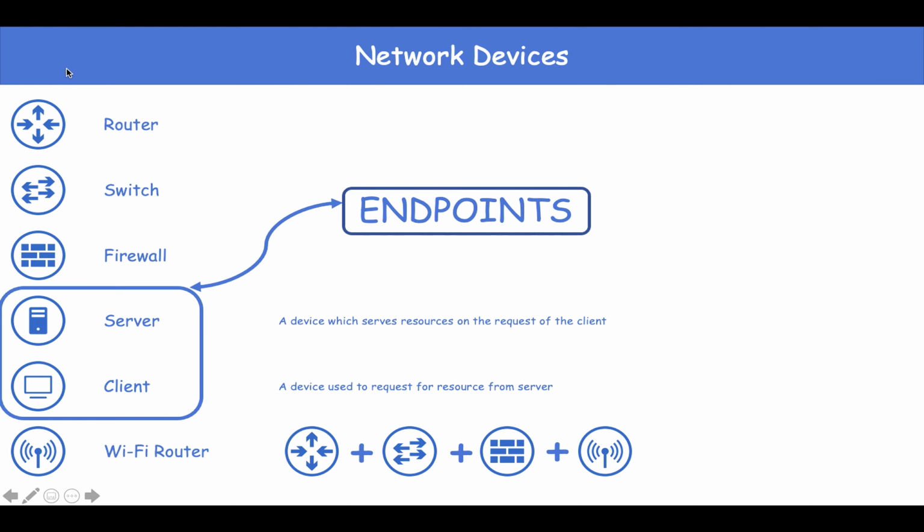Data either originates or is destined to the endpoints. All other devices act as transitory, meaning data transits through them. It is neither requested from them nor served to them.